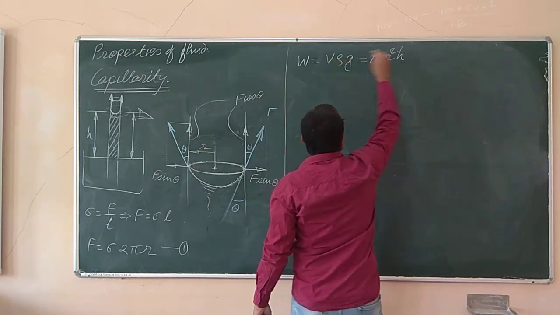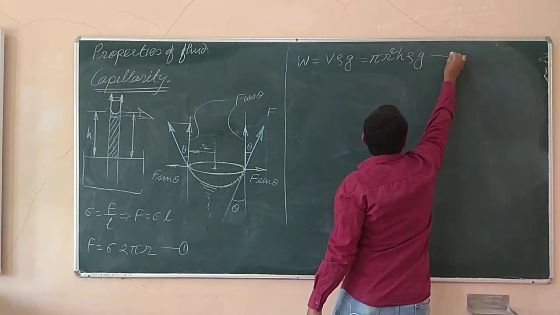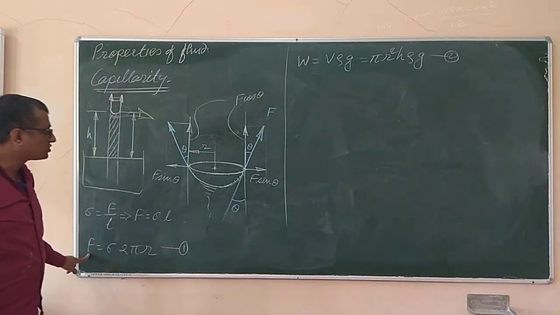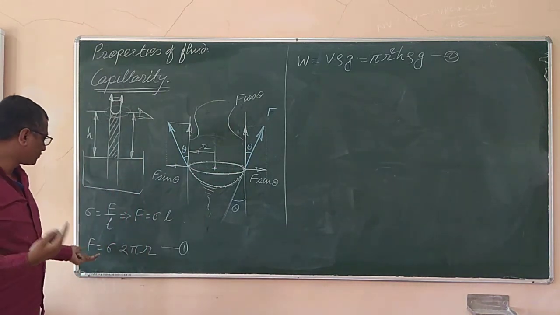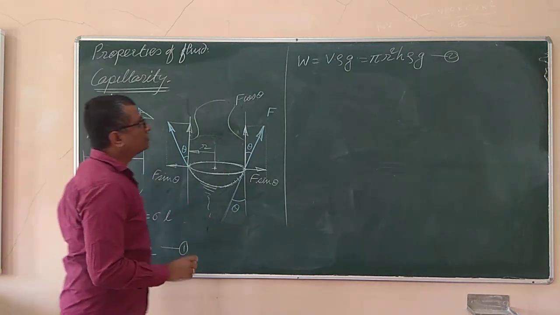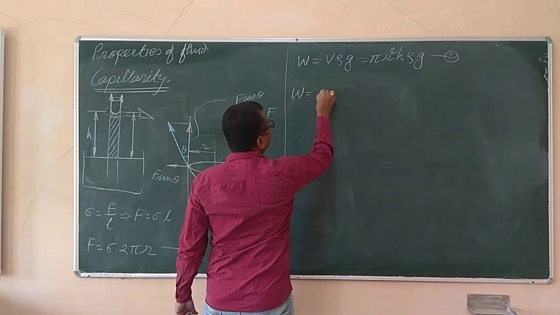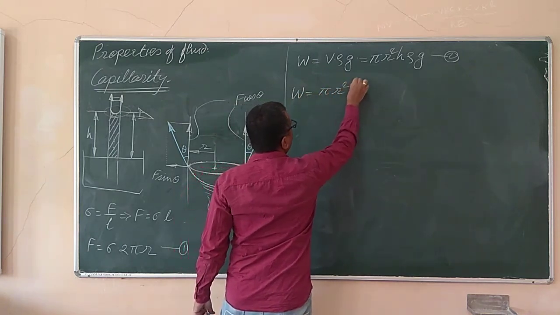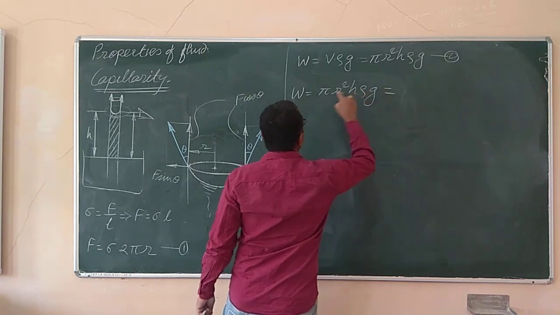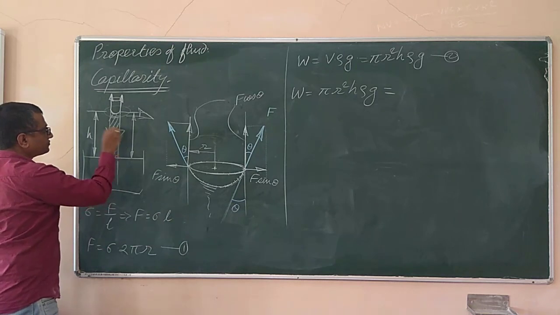So, volume of the water into the density of water, or the liquid, into the acceleration due to gravity. So, this is equation number 2. Now, if we equate this, the force which is holding it up is F cos theta. If I write down the weight which gets balanced, the weight is equal to pi r square h into rho into g. This is the weight of the liquid, which is acting vertically downward.